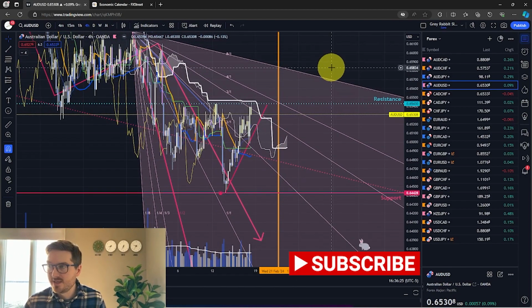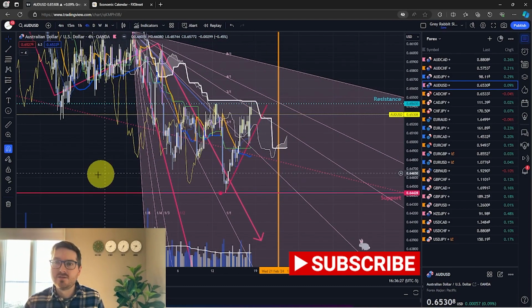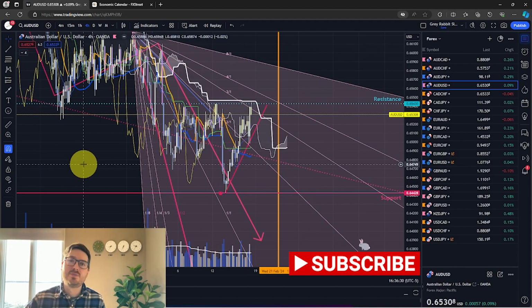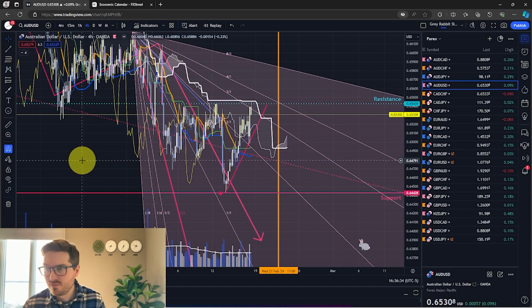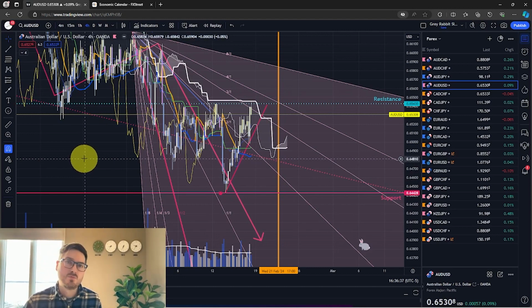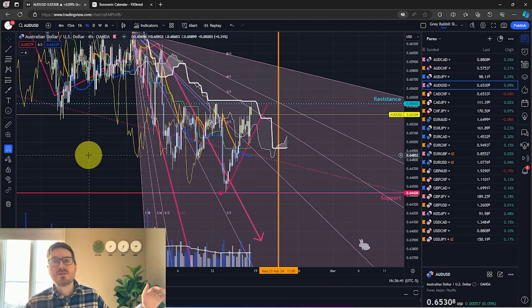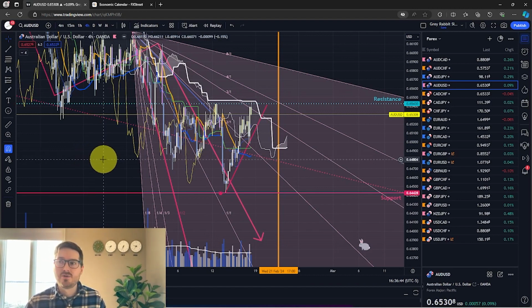Now guys, just keep in mind that the higher time frames are the ones that are going to be dictating the overall momentum of the market. A lot of times the lower time frames will be trading against that momentum. But since we know that the higher time frames are very strong in the bearish direction, we can have confidence that the market will flip back down in that direction.